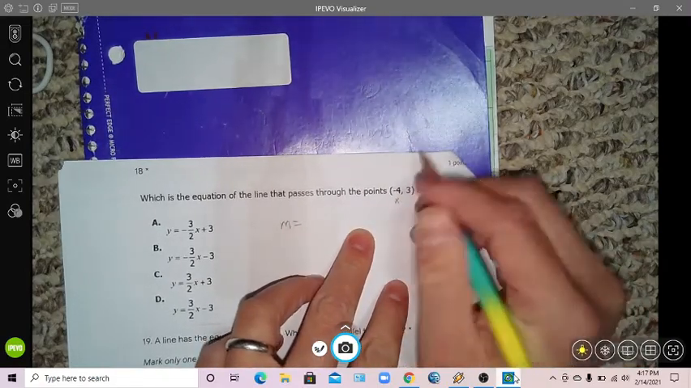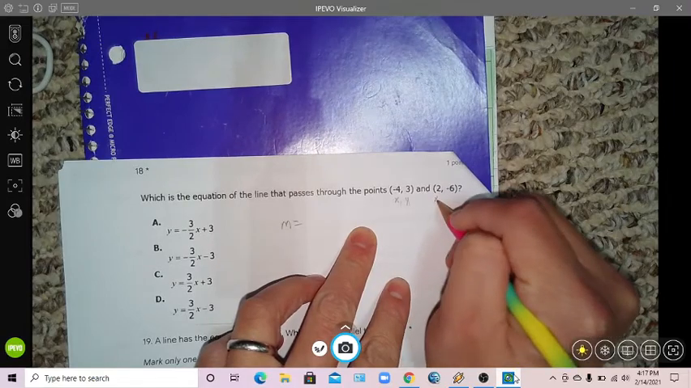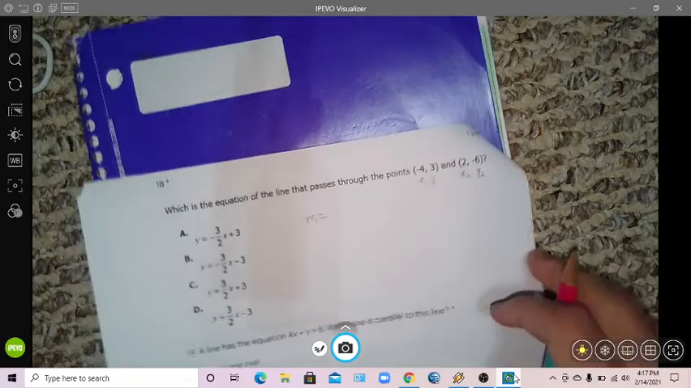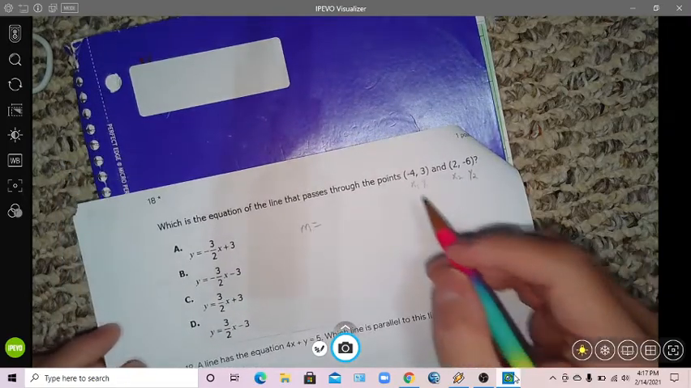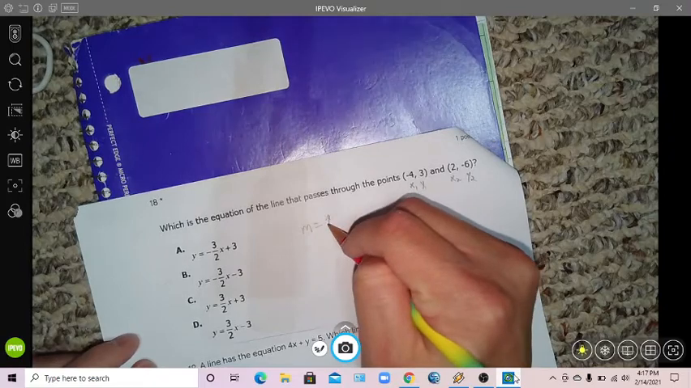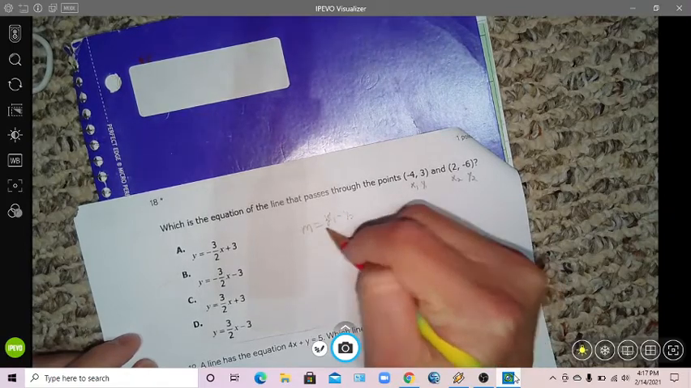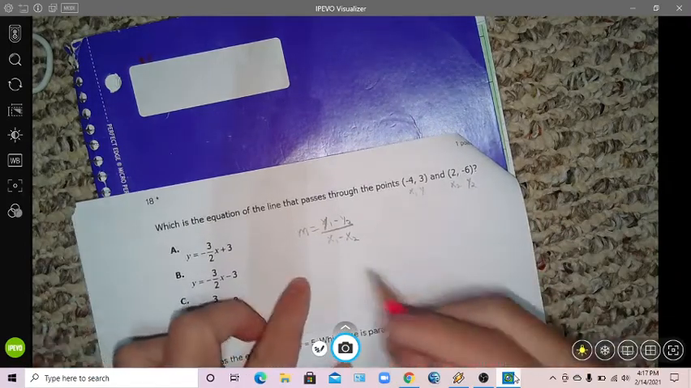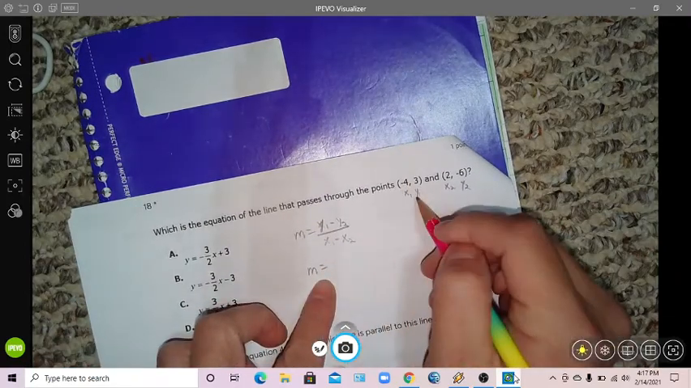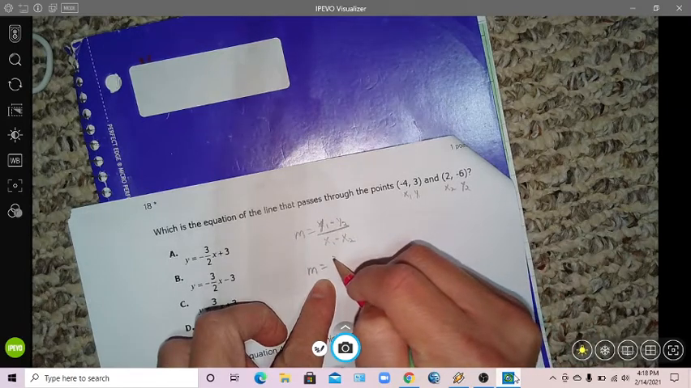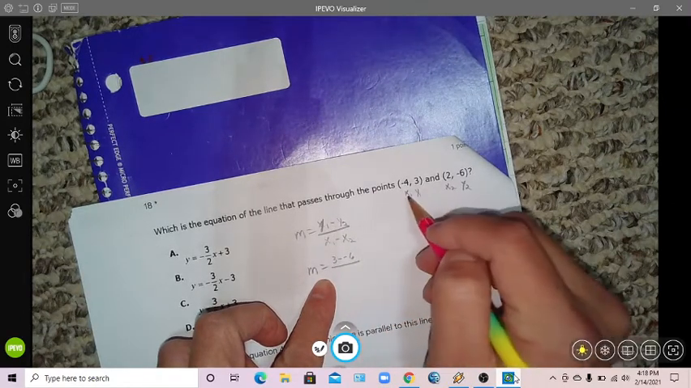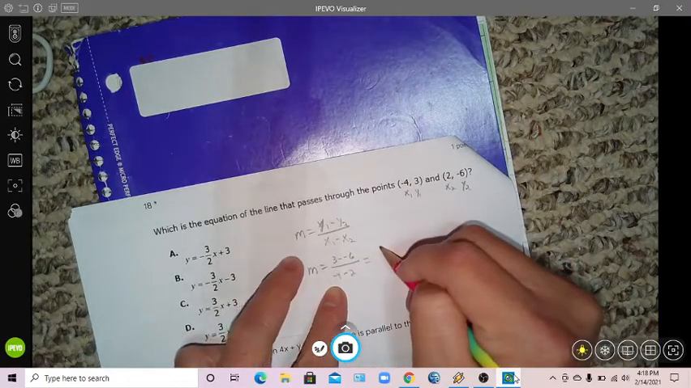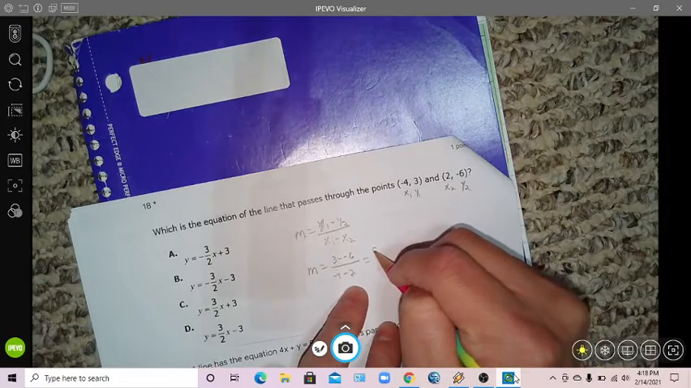So here, x1, y1, x2, y2. For the slope, it's y1 minus y2 over x1 minus x2. Let's go ahead and plug that in. m equals 3 minus -6, and then -4 minus 2. Okay, so it looks like this is 9.